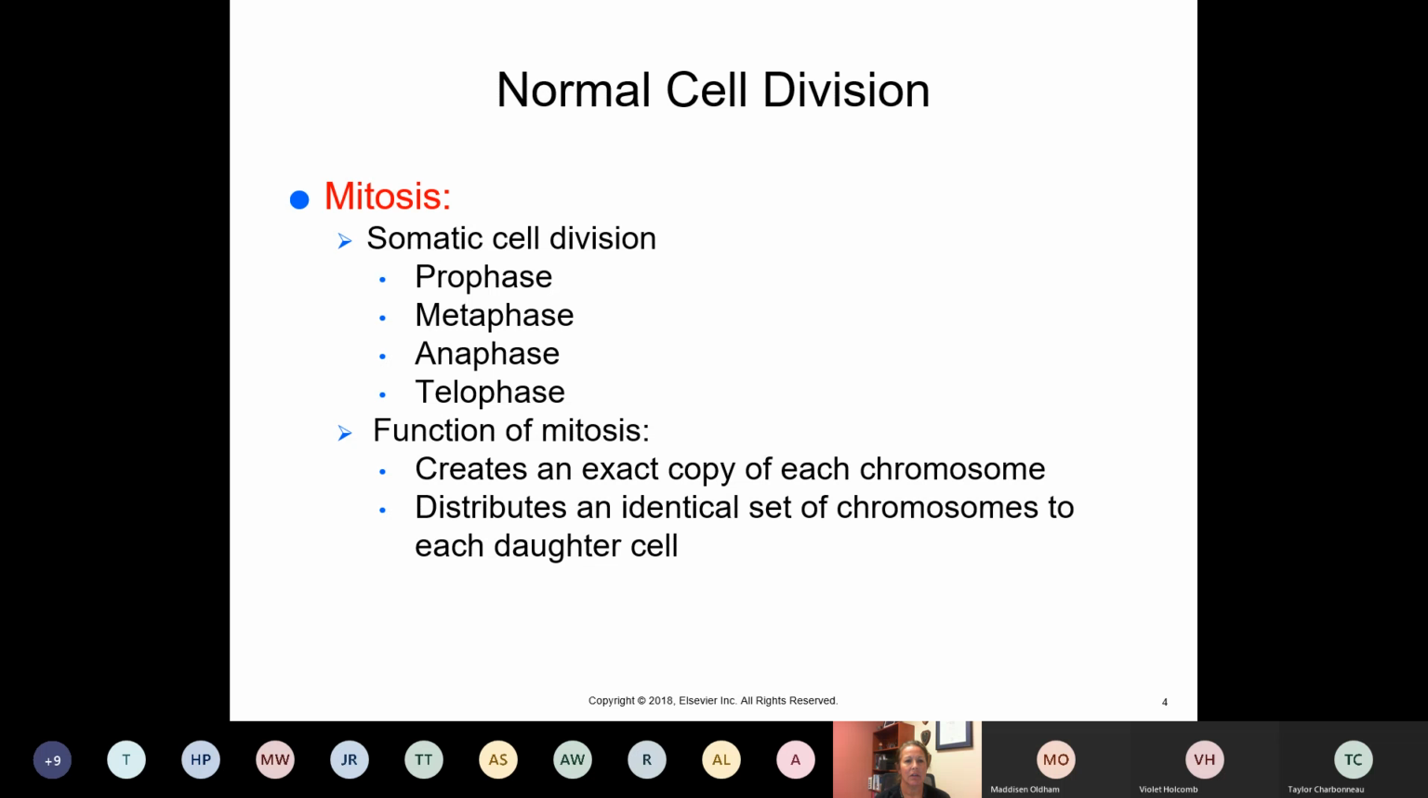So normal cell division. Now this is dealing with somatic cell division. We talked about this in histology. Mitosis is that somatic cell division with those phases that we discussed. PMAT. P is for prophase, M is metaphase, anaphase, and telophase. The function of mitosis is just to create an exact copy of each chromosome, and it will distribute an identical set of chromosomes to each daughter cell.